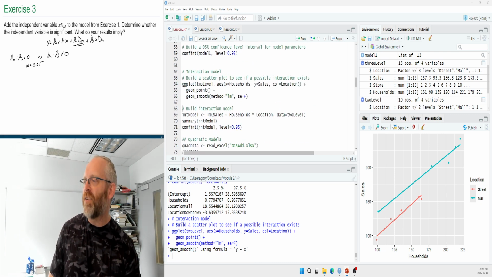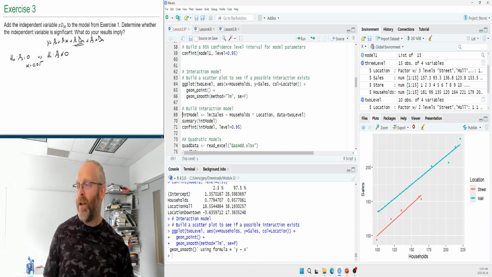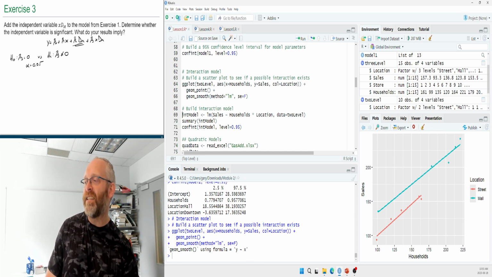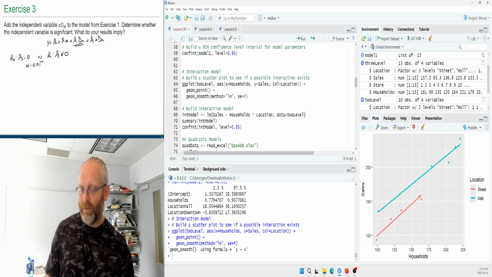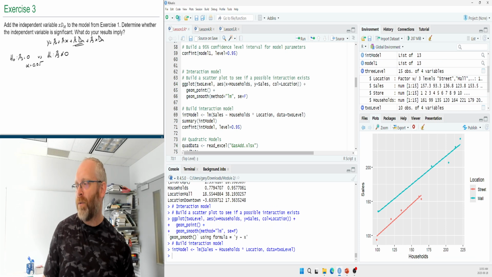So let's build our interaction model. And we're going to build this in exactly the same way we did in designs of experiments. So we're going to call this int model. I'm assigning to that based upon this linear model function. Sales is explained by households times location. So whenever there's an interaction, again, we'd use that multiplication. I can do households plus location plus households colon location to do that interaction, or I can just use the multiplication. Again, same thing as in the designs of experiments. I like doing the shorter version of this, so let's just keep this as multiplication. Data is coming from two levels, and run a summary on this.